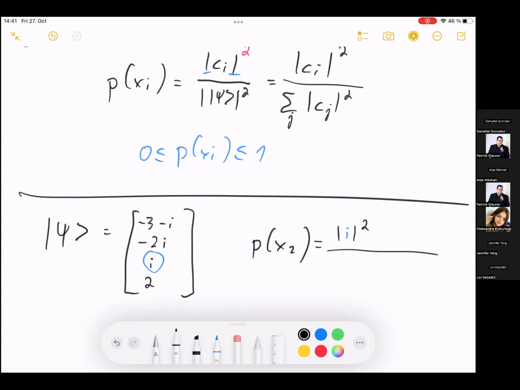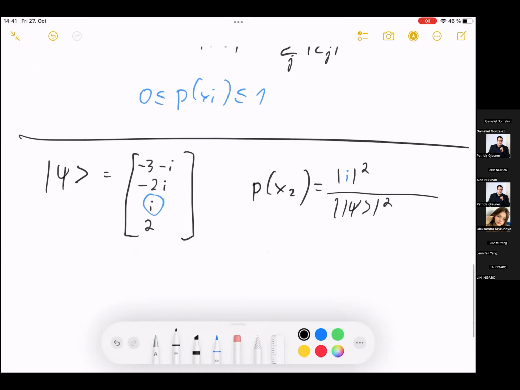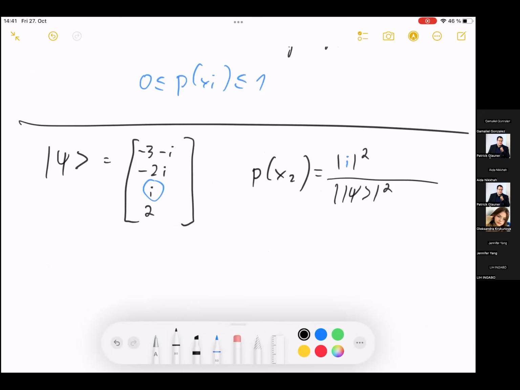I'll just write it down. We take the length of the vector squared. What I need to know now is, what's the length of the vector squared? Maybe the squaring comes later. For now, I want to know what's the length of my vector psi cat.